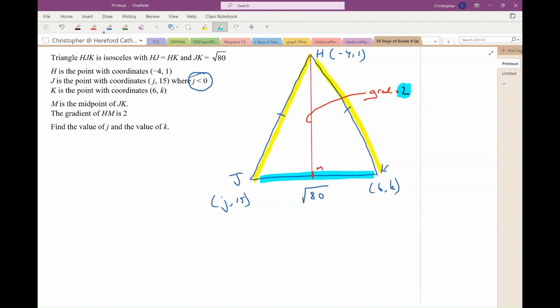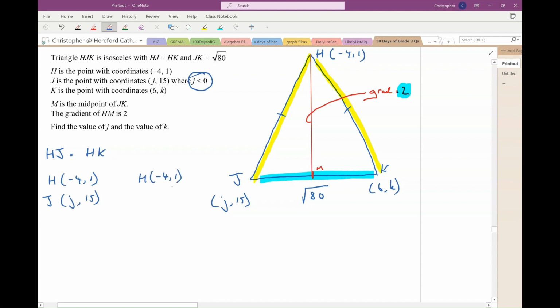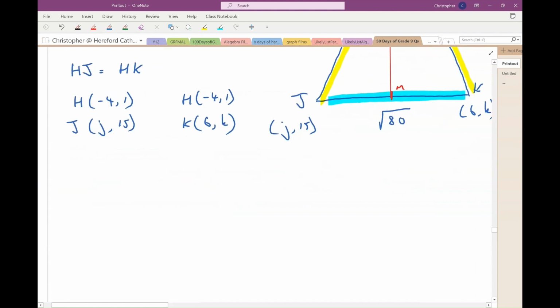Right, first of all, let's use the piece of information that HJ is equal to HK, because I know that H is (-4, 1), and I know that J is (j, 15), so I can write an expression for the distance from H to J, and similarly, I know that H is (-4, 1), and K is (6, k), so I can write an expression for the distance HK, and then I can write those two equal to each other. So let's just have a look at that one.